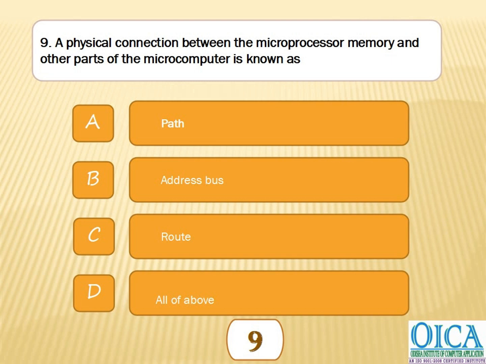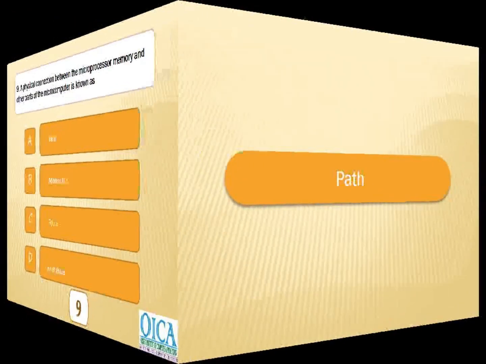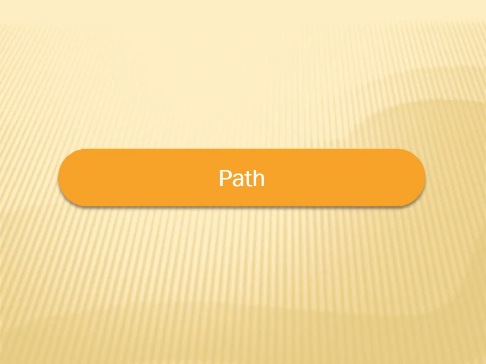Next, a physical connection between the microprocessor, memory and the other parts of a microcomputer is known as: A. Path, B. Address bus, C. Routes, D. All of above. The answer is A. Path.